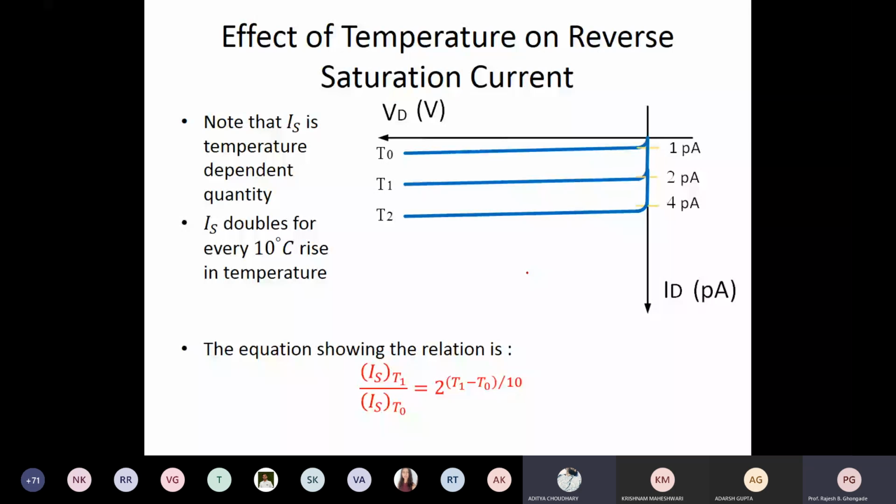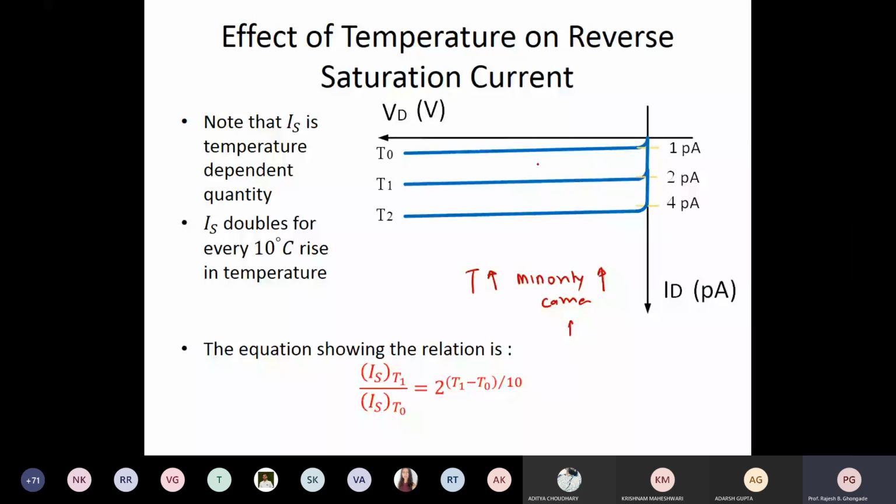Let me put it this way. As temperature increases, minority carriers are created, isn't it? We have already seen why this happens. So if the number of minority carriers increases, naturally we expect that the minority carrier current also increases. So as temperature increases, more carriers are generated, but of course they are in minority, and the current also increases.